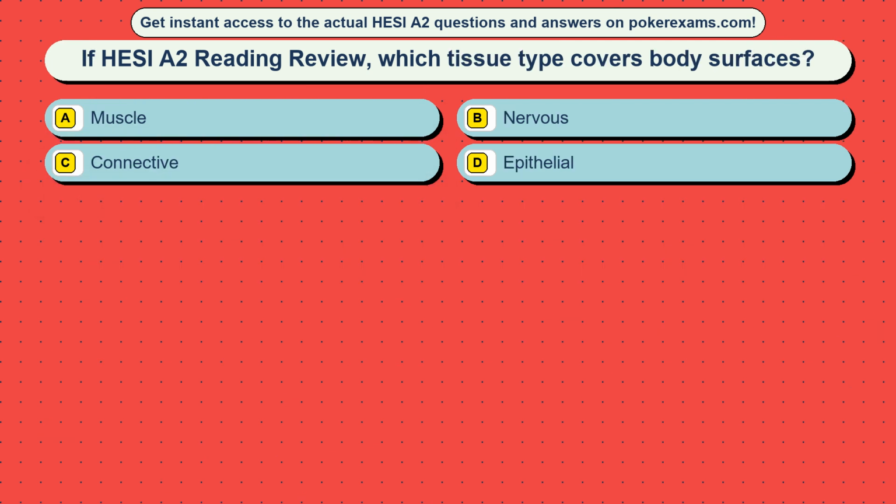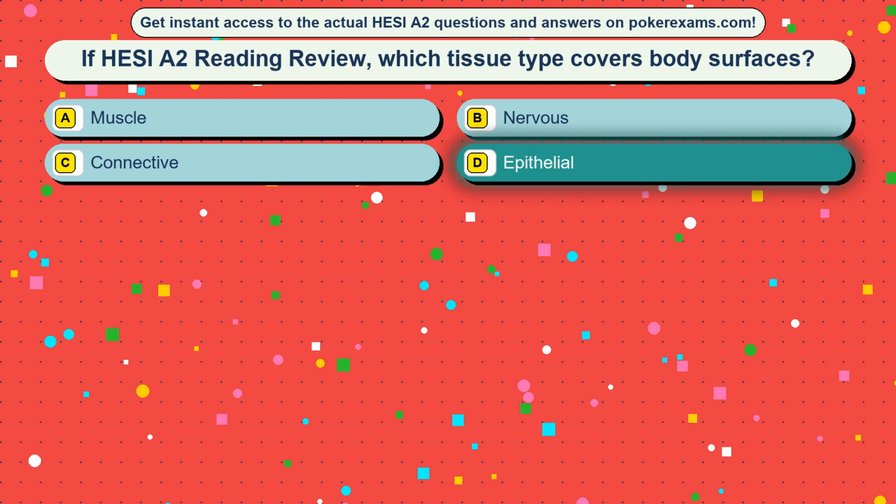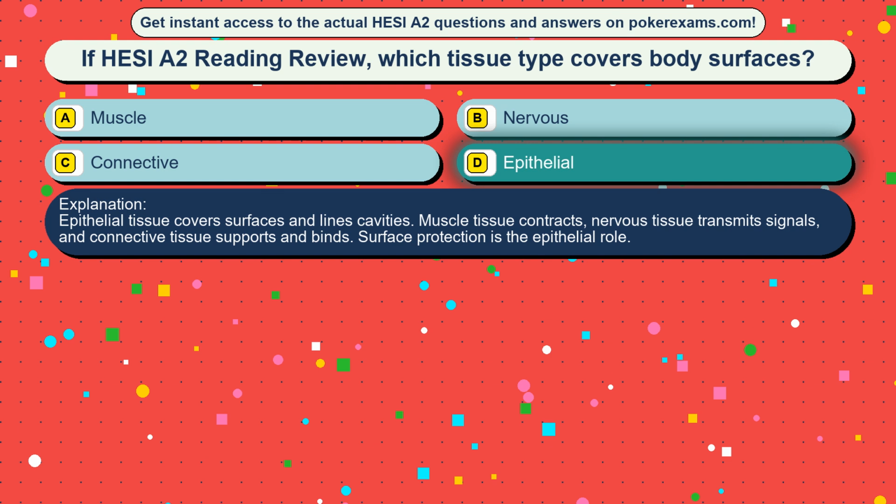Question 50. If HESI A2 reading review, which tissue type covers body surfaces? Option A, muscle. Option B, nervous. Option C, connective. Option D, epithelial. The correct answer is option D, epithelial. Epithelial tissue covers surfaces and lines cavities. Muscle tissue contracts, nervous tissue transmits signals, and connective tissue supports and binds. Surface protection is the epithelial role.